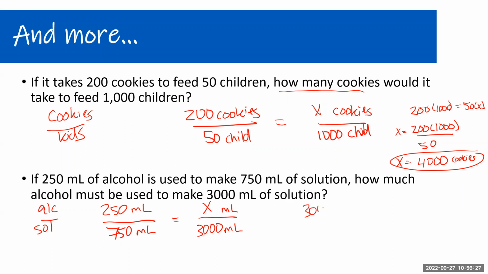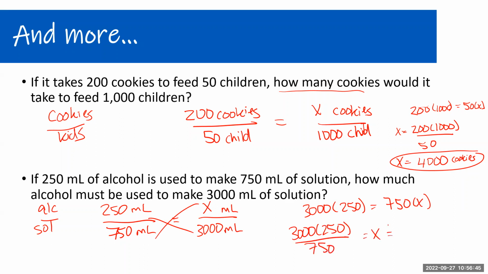So we're going to end up with 3,000 times 250 is 750 times x from that cross multiplying, okay? And so if we do 3,000 times 250 divided by 750, that's going to give us x, which is going to give us 1,000 milliliters. Okay, so you need 1,000 milliliters here of alcohol to make that 3,000 milliliters of solution. And again, you can always check. 250 divided by 750 is going to be a third, and 1,000 over 3,000 is a third also. So we know that we're good.